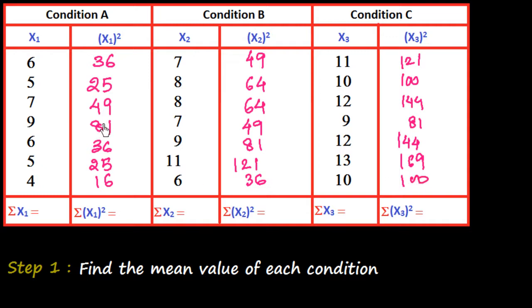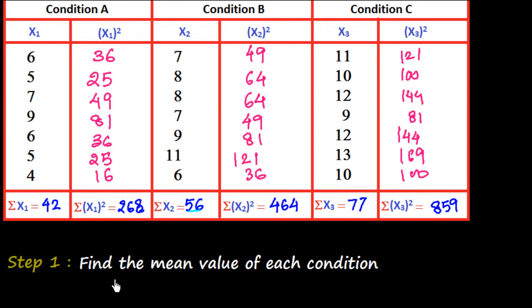Now we get the summation of all this. The summation of x1 is 42, the summation of x1 whole square is 268, the summation of x2 is 56, the summation of x2 square is 464, the summation of x3 is 77, and the summation of x3 square is 859. So we have got all the summations of this table.